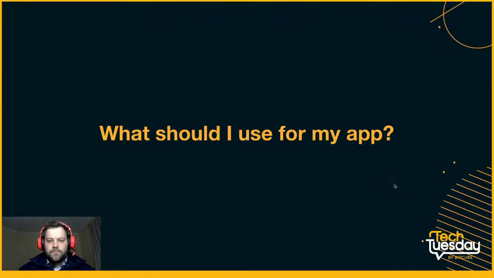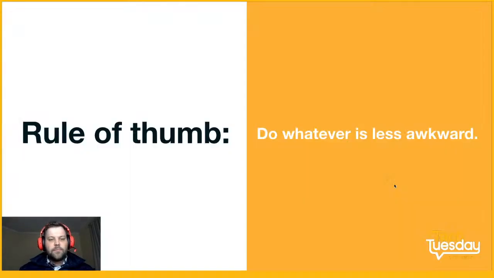Like, what should I use for my app? That's a good question, and there is no single answer for it. A good rule of thumb is to do whatever feels less awkward. If you feel that you just need to change a button, and your entire app consists of just changing a button's color, you use setState. That's the most basic one, and it's the easiest one to implement.